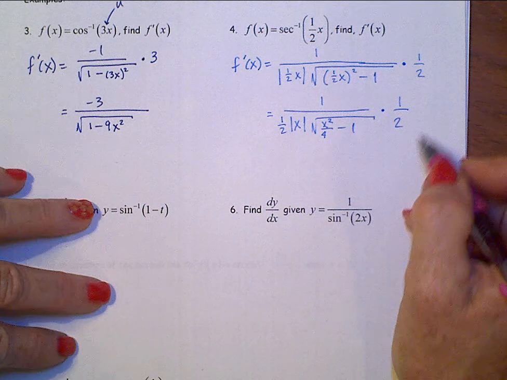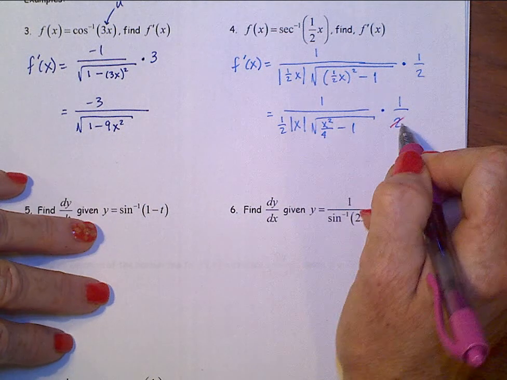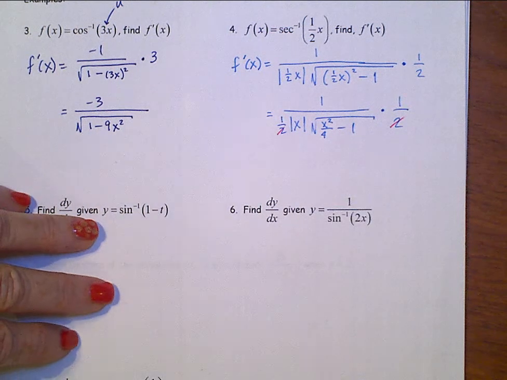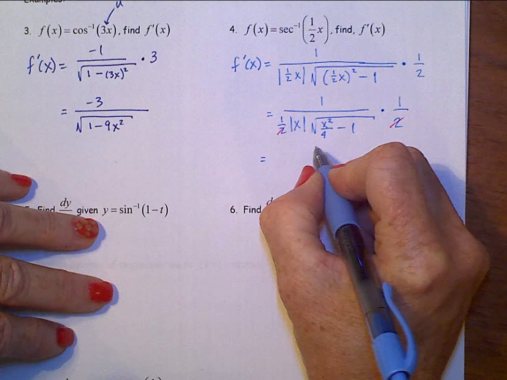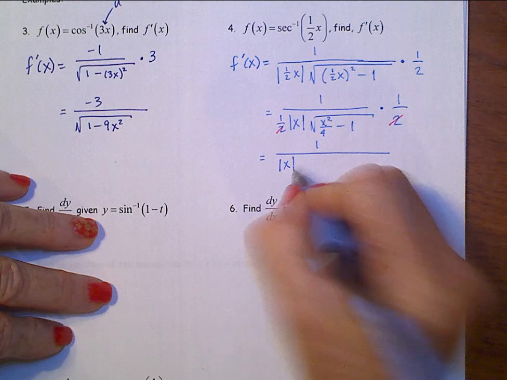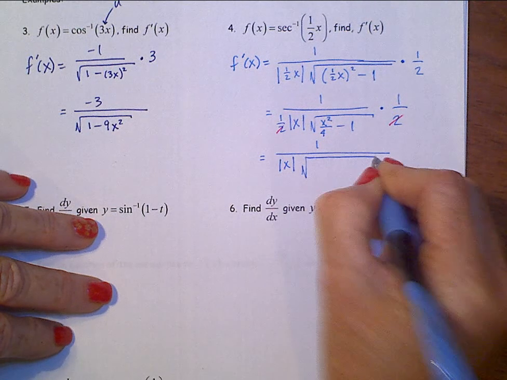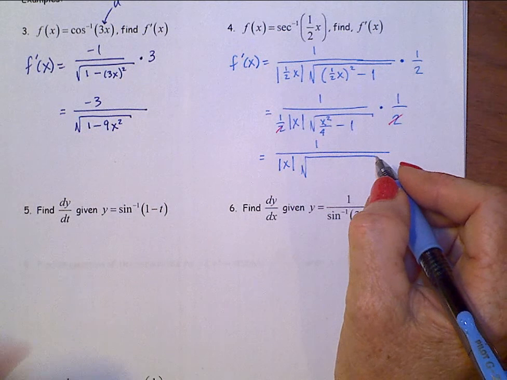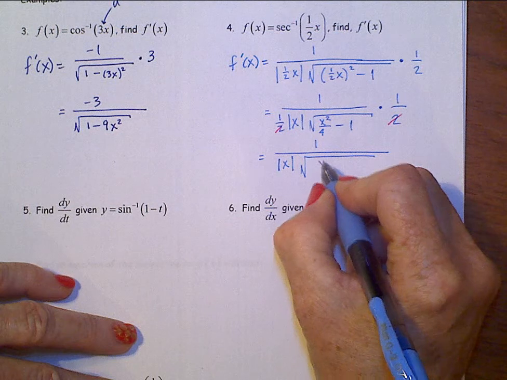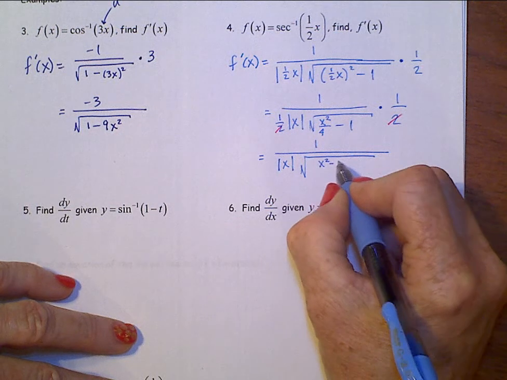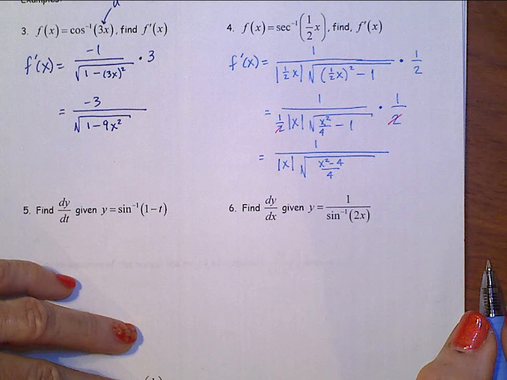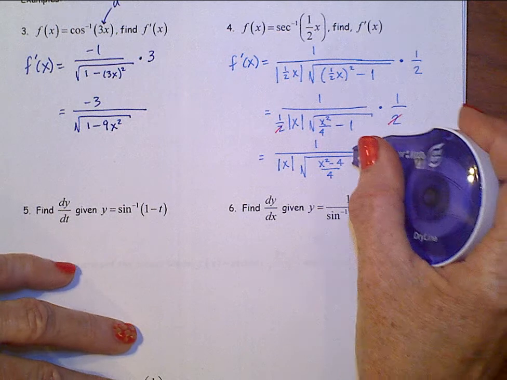All right, now look at this. This 2 here in the denominator is going to cancel out with that 2 there. So we have 1 over absolute value x square root, and underneath this square root, I'm going to go ahead and get a common denominator, which gives me x squared minus 4 all over 4. I need some space over here.